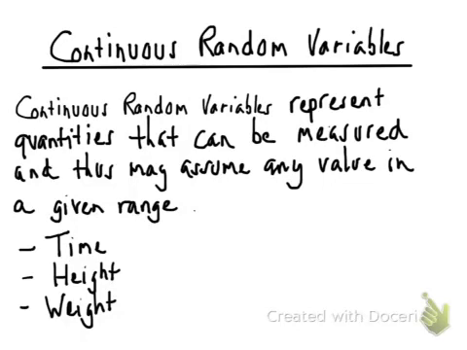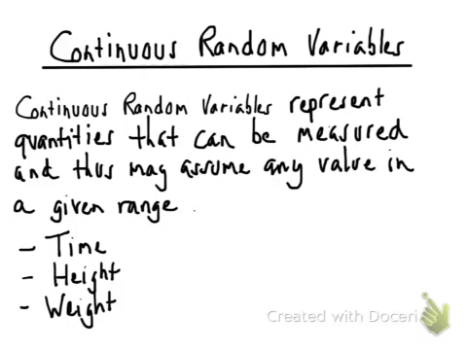Earlier in the year, we looked at discrete random variables, and when we did that, we talked about the two types of random variables, discrete and continuous. I mentioned continuous briefly back then, but let's look in a bit more detail. Continuous random variables represent quantities that can be measured, and thus may assume any value within a given range. We talked about discrete random variables being definite values, whereas a range of values characterise a continuous random variable.